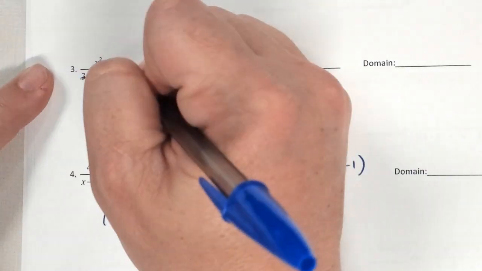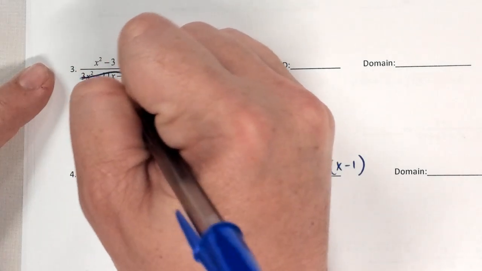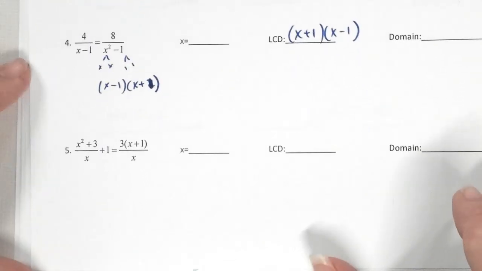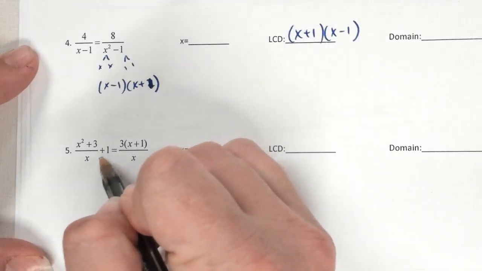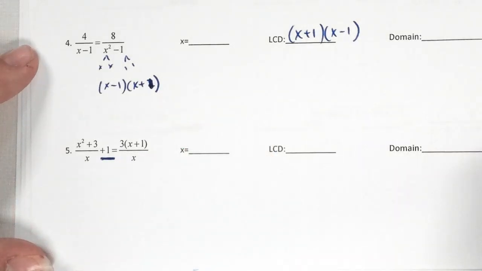Okay, on number 3, I'm going to be nice. I'm going to tell you that those are the factors. I'm also going to tell you to be super careful on number 5 because this 1 is there and it doesn't have a denominator, so do not forget about it.